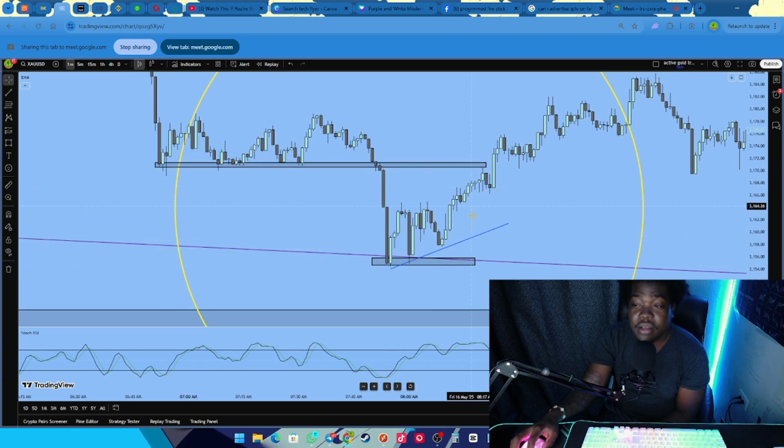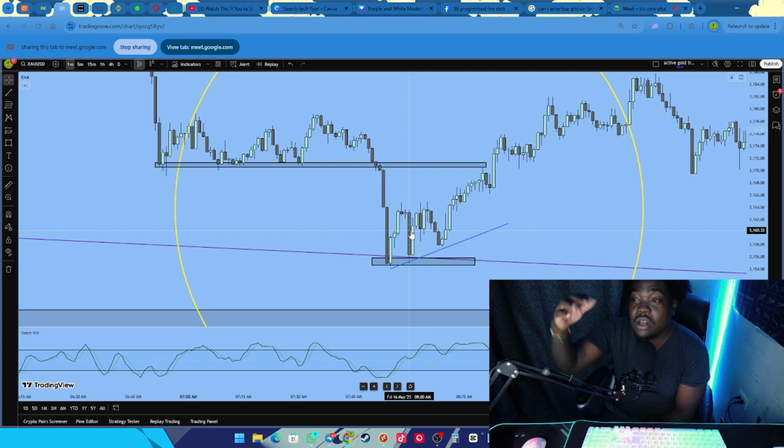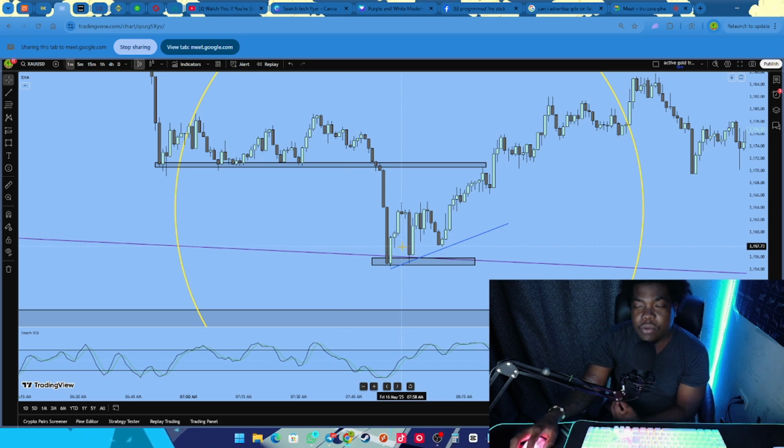This is what you are looking for. Things like this. Signs, indications. Remember, if you look on a high time frame, you ain't seeing this, but you see it down here. Things like these are what you are going to look for at key levels.